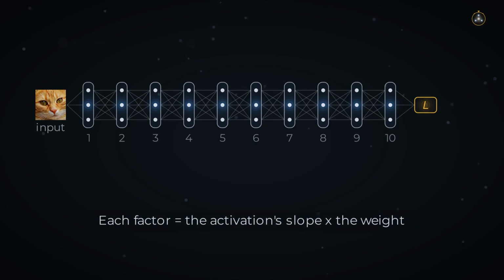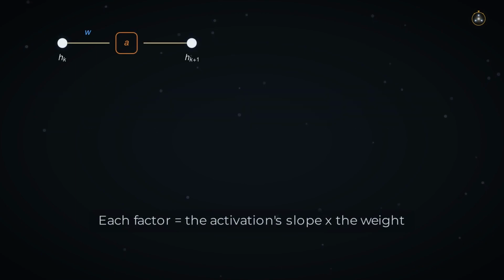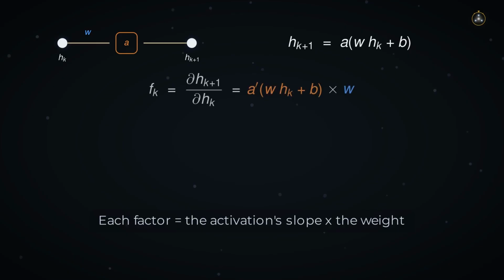So what is one of these factors exactly? Zoom into a single layer. It takes the value coming in, multiplies by its weight, adds a bias, and passes that through the activation. Ask how its output changes when the input moves, and calculus gives one clean answer. The activation's own slope times the weight. That slope is the gate. Every factor is the gate times the weight.